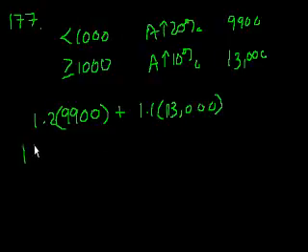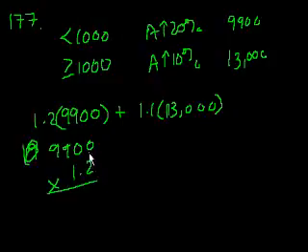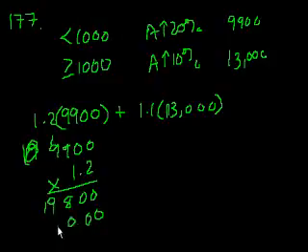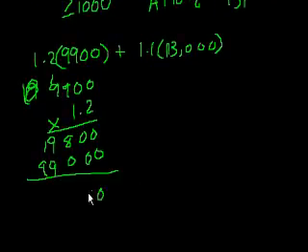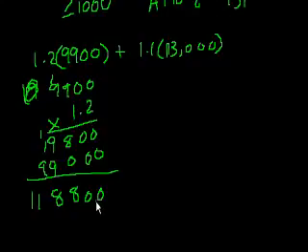So let's see. What's 99? Well, let's just write 9,900 times 1.2. 2 times 0 is 0. 2 times 0 is 0. 2 times 9 is 18. 2 times 9, 18 plus 1, 19. Add a 0, and then you have 9,900. Scroll down. 0, 0, 8. 9 plus 9 is 18. 2 plus 9 is 11, and we have one number behind the decimal. So that's 11,880. And then 1.1 times 13,000.